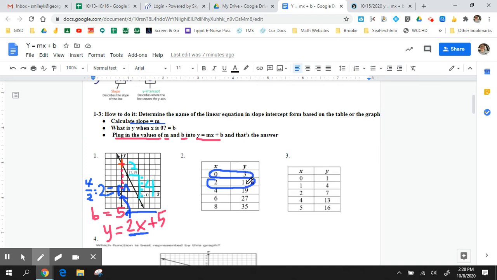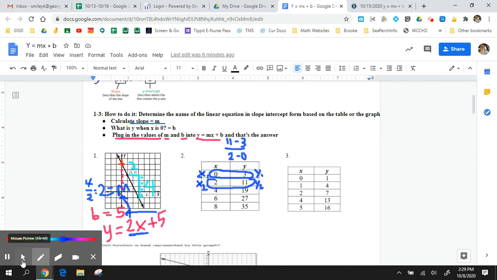So my y's are right over here. I'm going to have 11 minus 3 over 2 minus 0. Now, how did I do that? This is my first coordinate, so that's y1. This is my second coordinate, so that is y2. And this would be my first coordinate, so that's x1. And this is my second coordinate, so it would be x2.